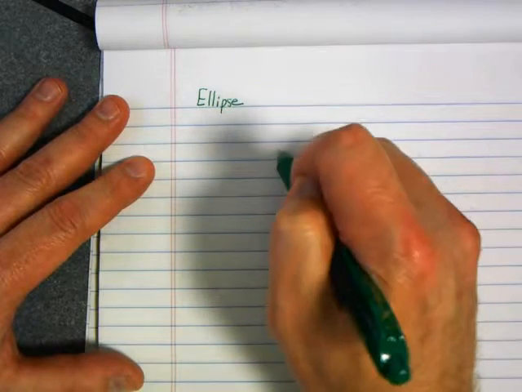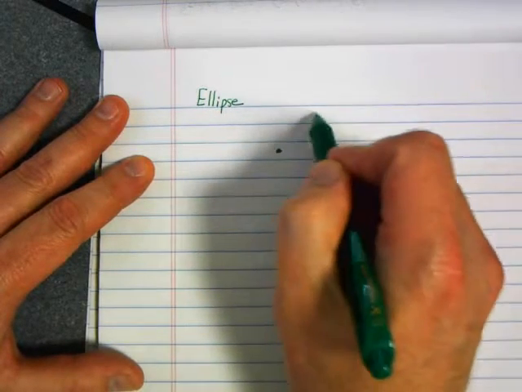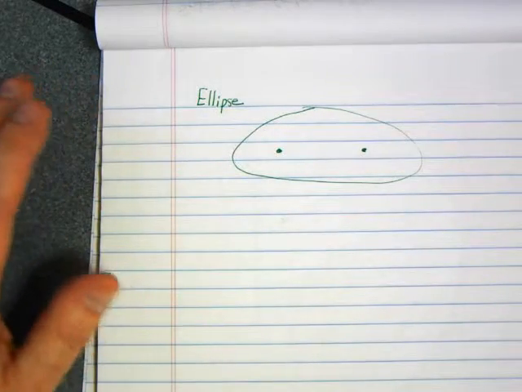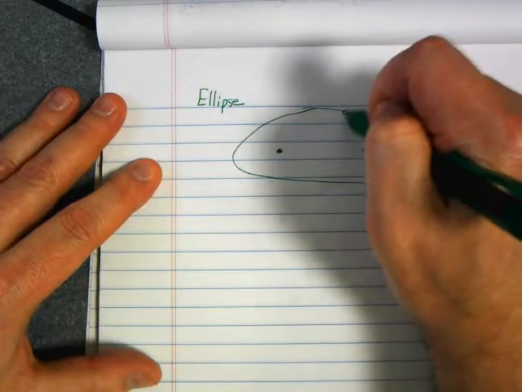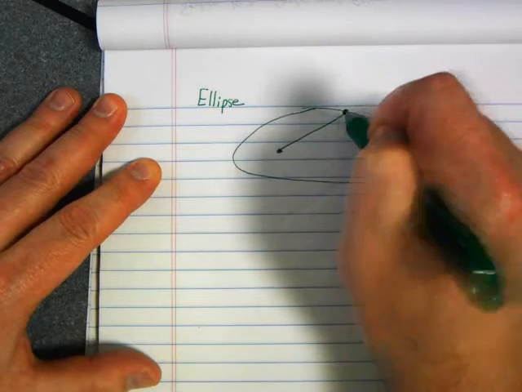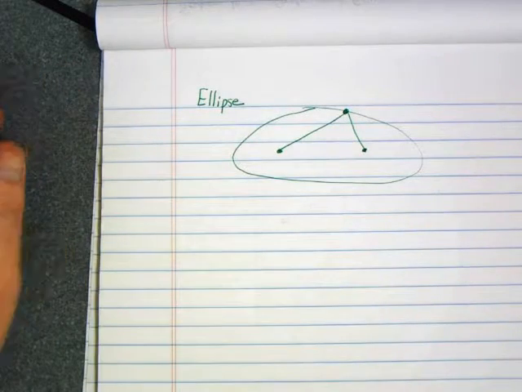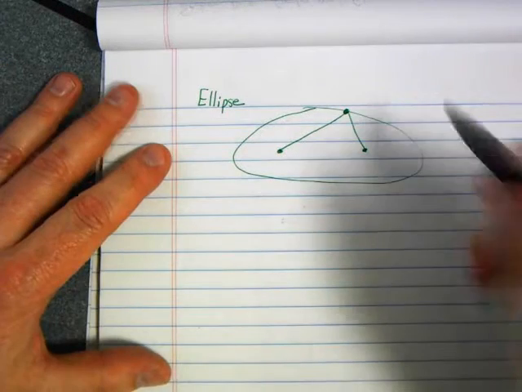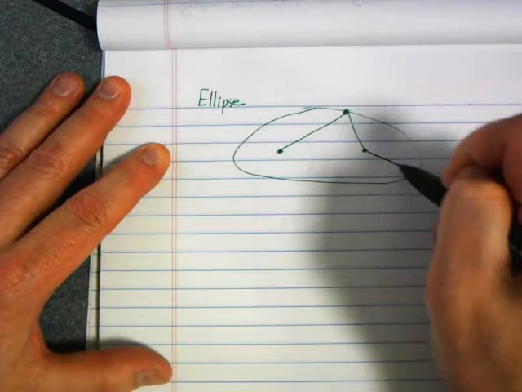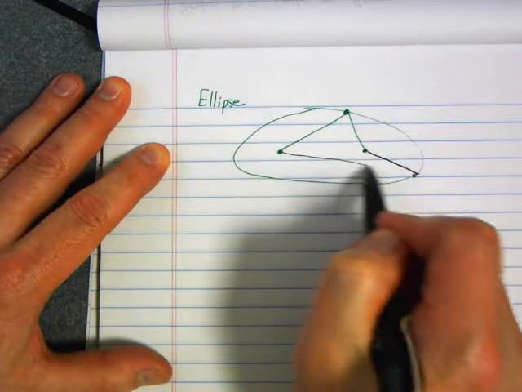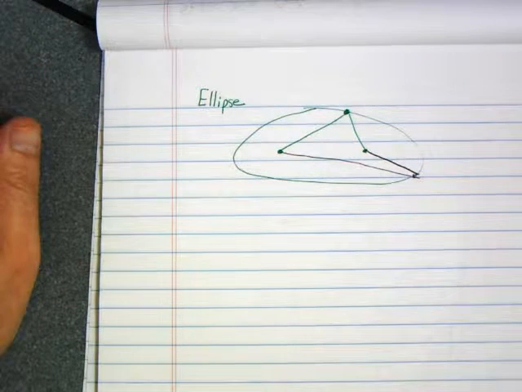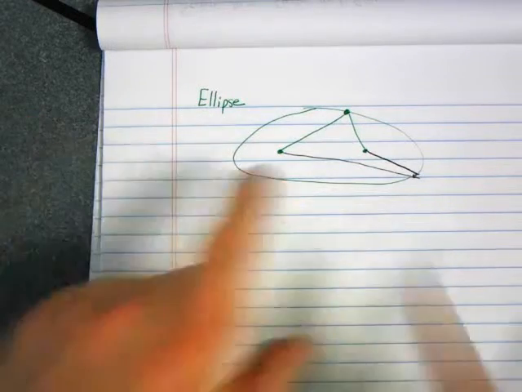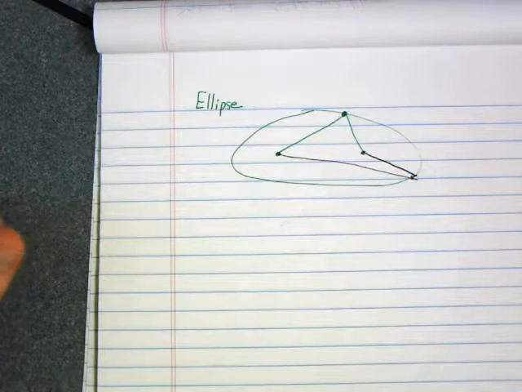If you have an ellipse, it has 2 focus points, like so. Oh boy, that's bad. What happens if you pick a point here, if you take this distance and you add that distance, you get a number. And it doesn't matter which point you pick. So if I were to pick this point right here, if I were to take the distance from the focus, and the distance from the other focus, and add them together, I get the same number as I did before. So that's the property of an ellipse. The sum of the distances is always the same.